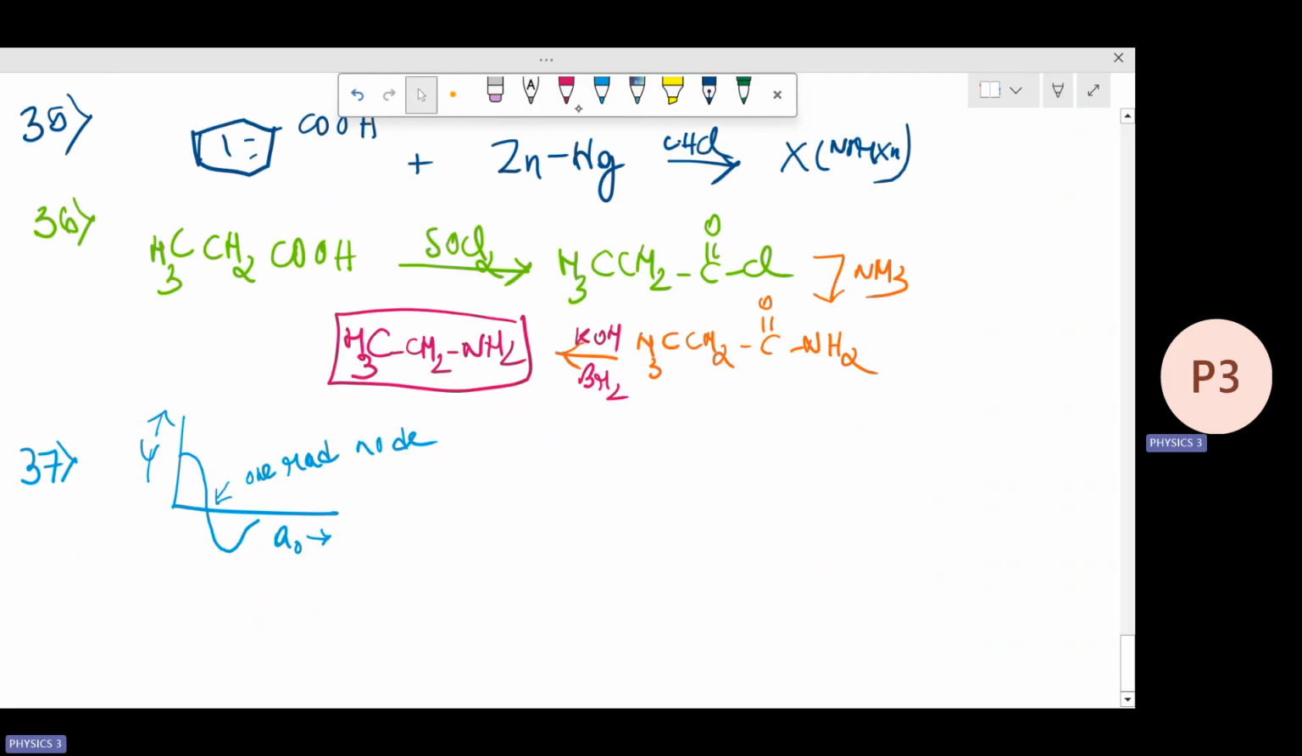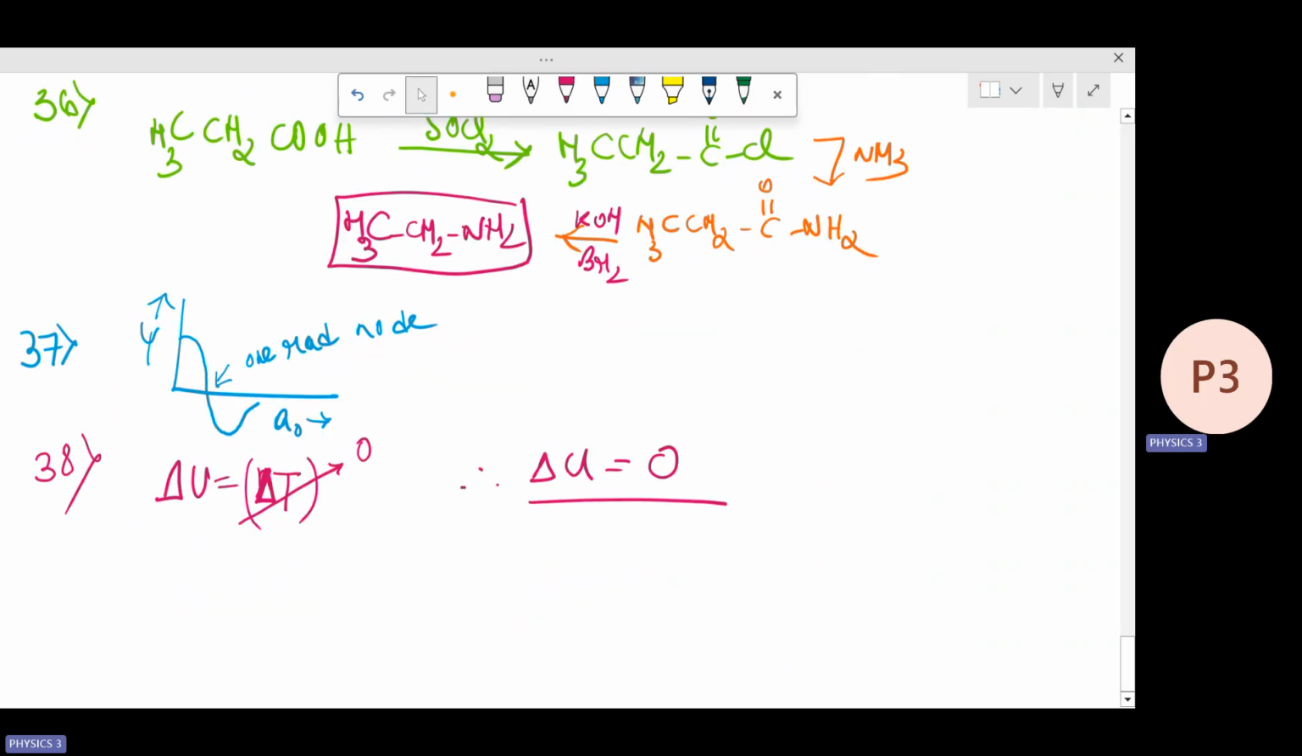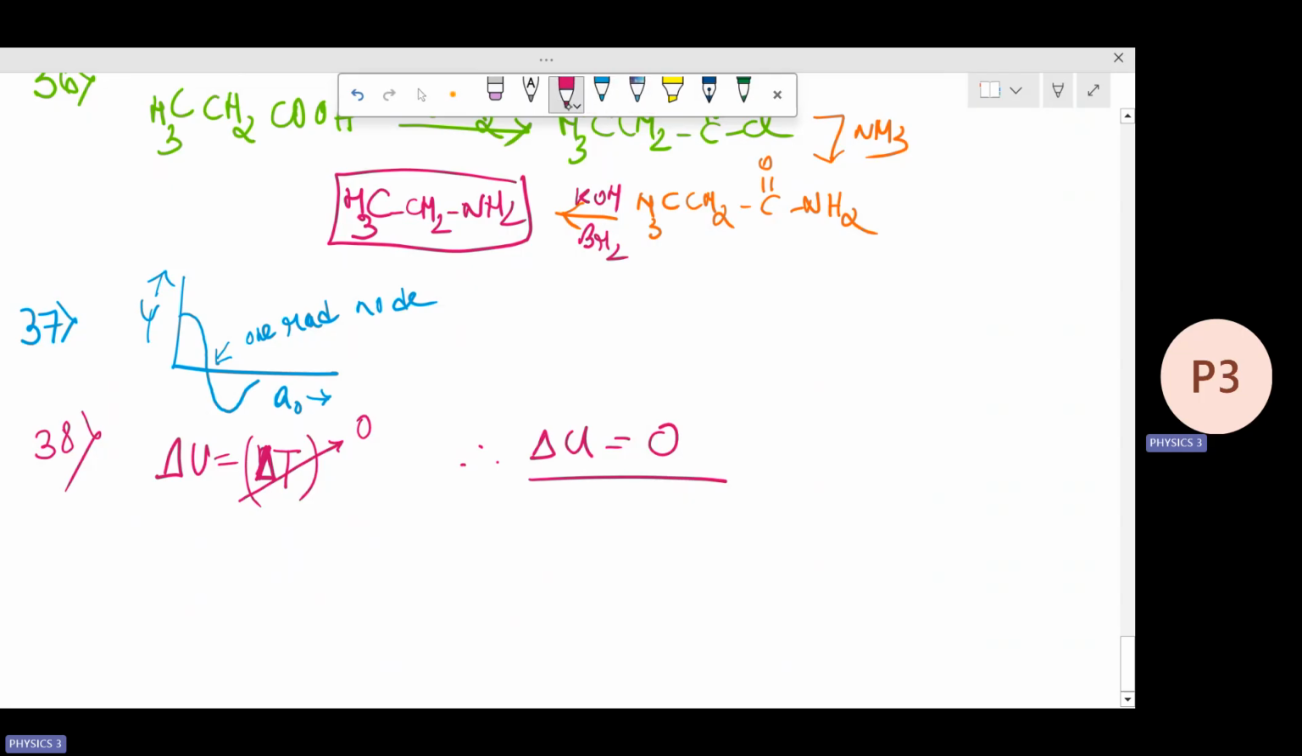Now next, 38 is also a very simple question. They are asking us what will be the delta U. Do we need to put the formula? No, we need not put the formula, because we very well know that delta U is directly dependent on change in temperature, and the change in temperature will be zero in isothermal. Therefore, delta U will also be equal to zero. So the answer will be option number 1. No need to put the formula.